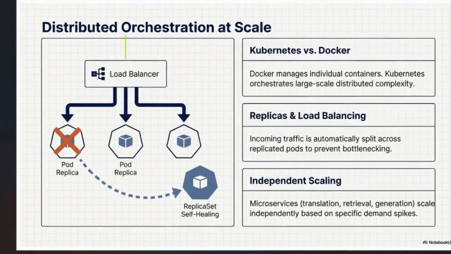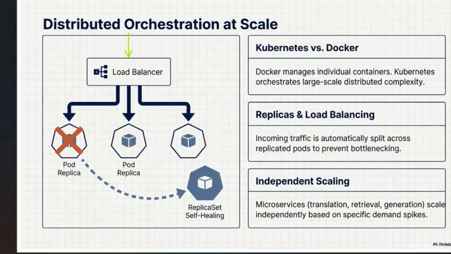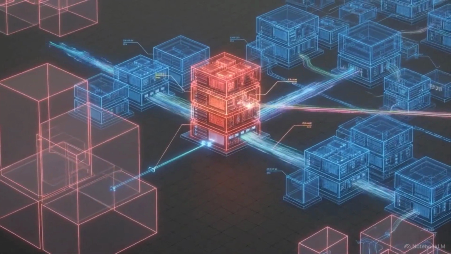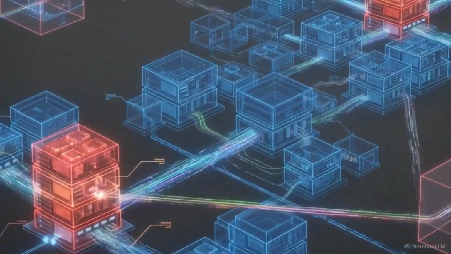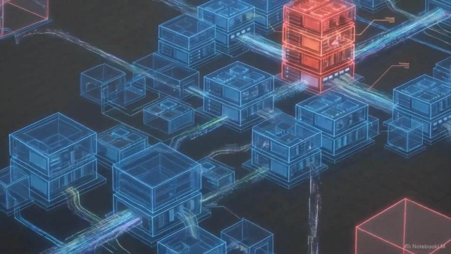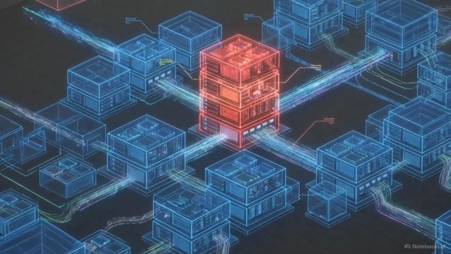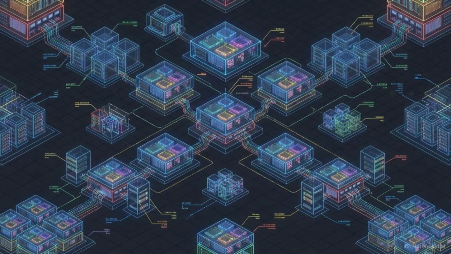Incoming traffic is split by a load balancer across replicated pods. If a pod fails, the replica set automatically spins up a replacement. This architecture enables independent scaling. If translation requests spike, that microservice scales up individually without affecting the performance of retrieval or generation services. Kubernetes provides the autonomic control required to keep a decoupled application balanced under real-world traffic volatility.